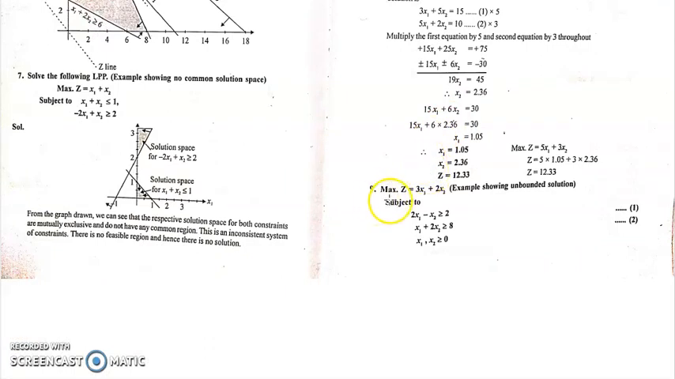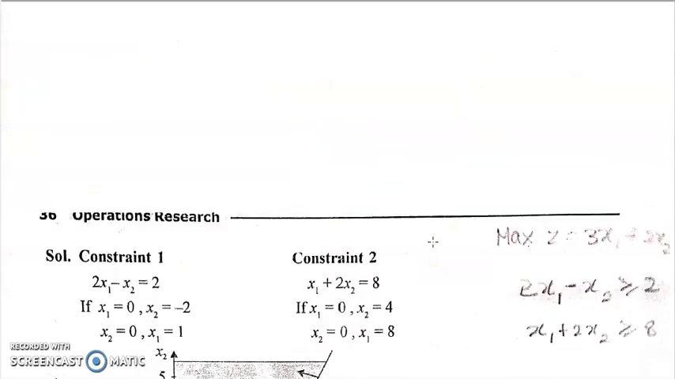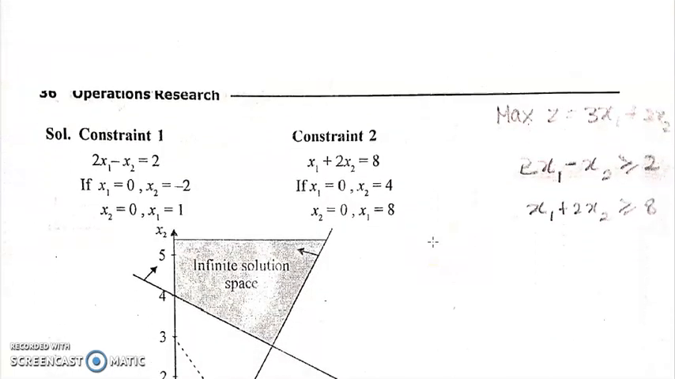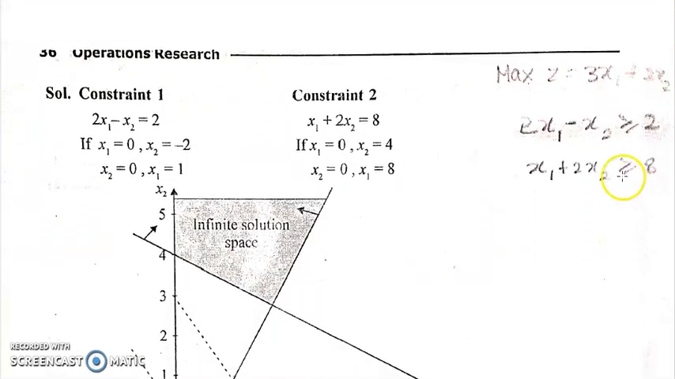Okay, so we are moving on to the next question and last question in this particular chapter, that is 9th question. Maximize z, which is equal to 3x1 plus 2x2. This is the example showing unbounded solution. Okay, what is this unbounded solution? We'll see now. Subject to constraints, they have given two constraints, and this is the non-negativity condition. Okay, so once again I have written the question here. This is the objective function and these two are the constraints.